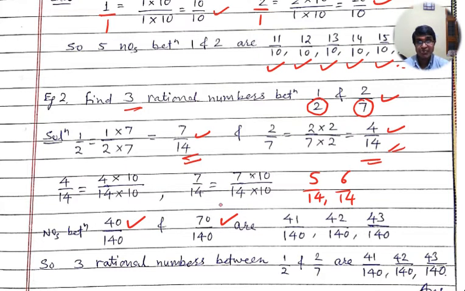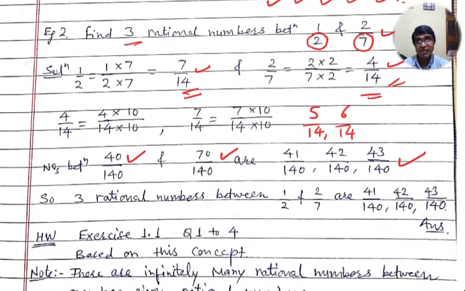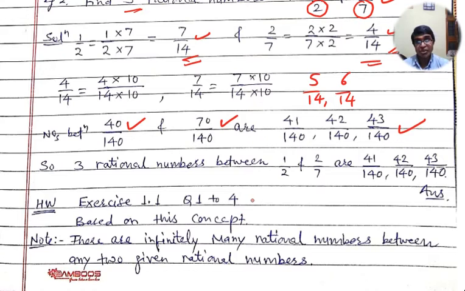So which 3 rational numbers can they be? It can be 41 by 140, 42 by 140, 43 by 140. That way you can find up to 69 by 140. This is the simplest way to calculate the rational numbers between any two given rational numbers. Now from your exercise 1.1, questions 1 to 4 are all based on only this concept, whether they ask for the true or false of the numbers or questions based on finding rational numbers between any two given numbers. One more important point is that there are infinitely many rational numbers between any two given rational numbers.